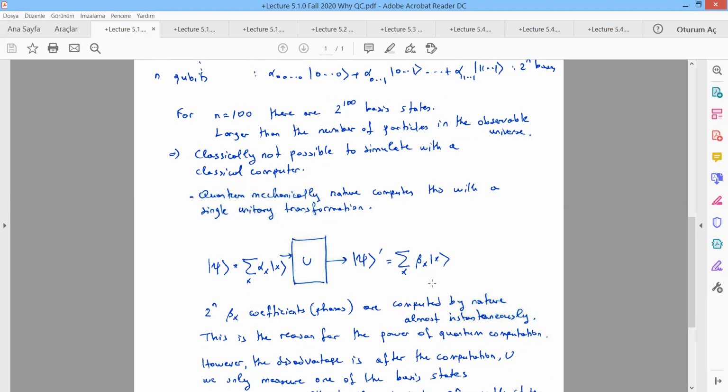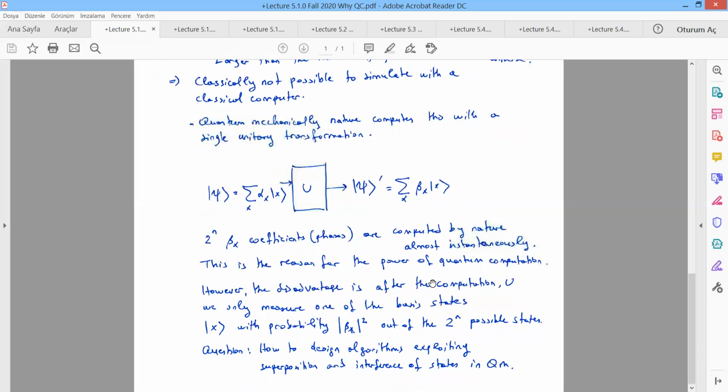Classically, as we said, this kind of a computation would scale exponentially with n, but quantum mechanically, somehow, for some reasons that we don't understand exactly, nature computes all of these 2 to the n coefficients instantaneously. This is the major reason behind the power of quantum computation. But there's a catch here.